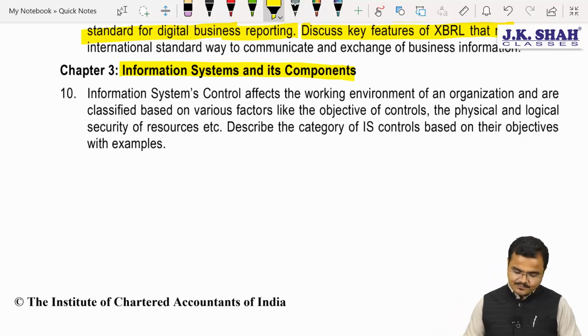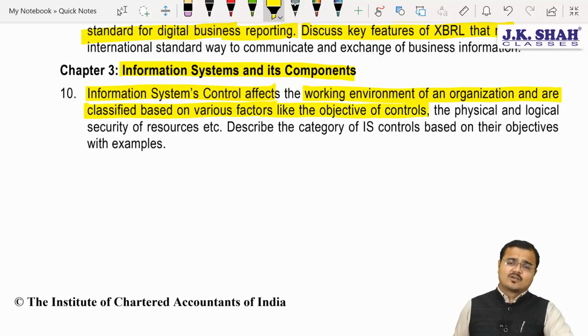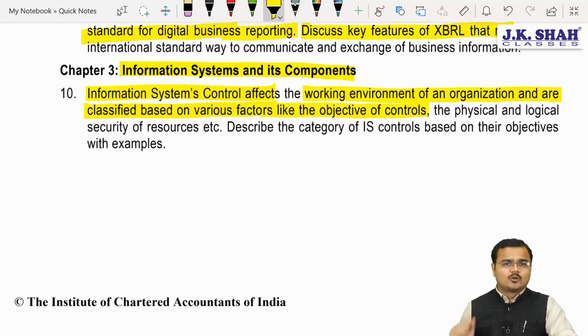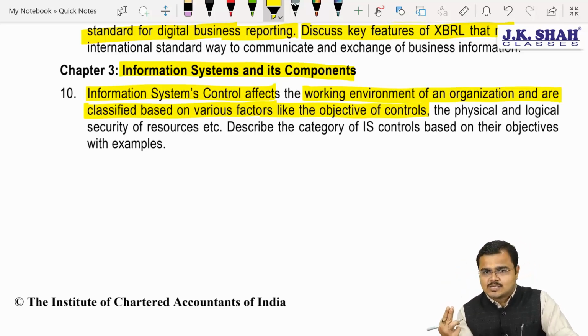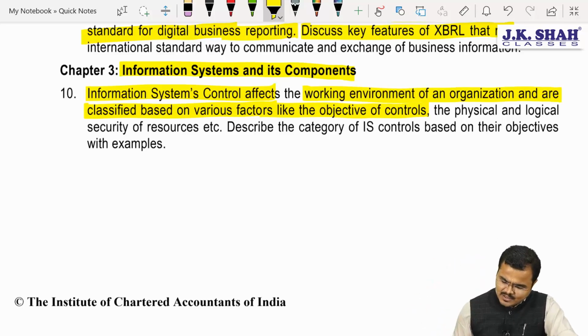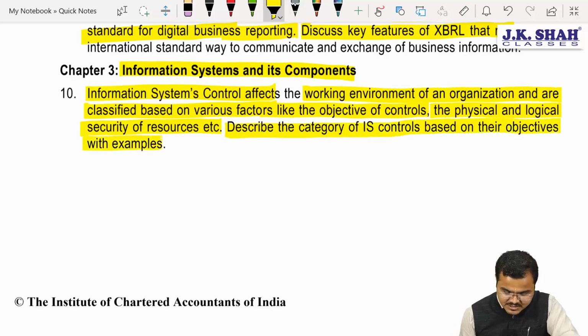Yes sir. Say this. Information system controls affect the working environment of an organization and are classified based on various factors like objectives of control. Chartered, you know very well that in chapter number 3 we had referred to the controls, correct? On the basis of objective, on the basis of IS resources and on the basis of IS functions, correct? Yes sir. Controls: the physical, logical, security of resources, etc. Yes sir.